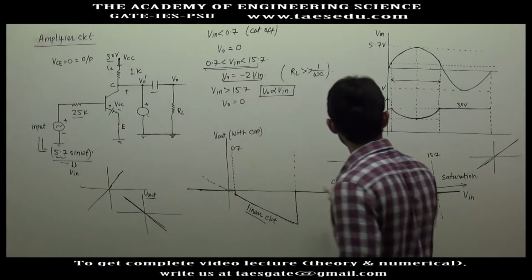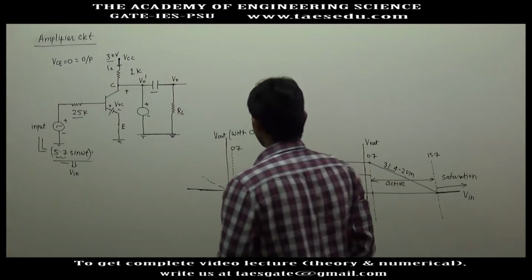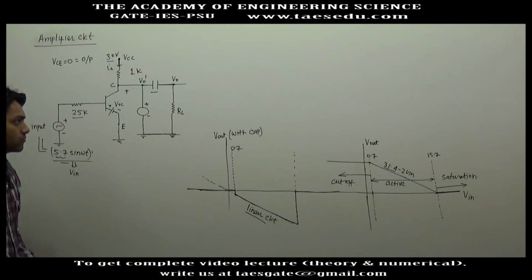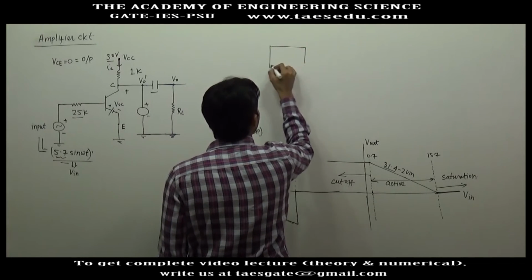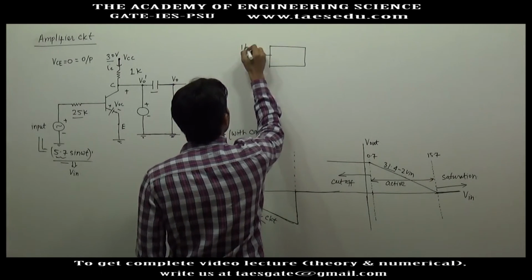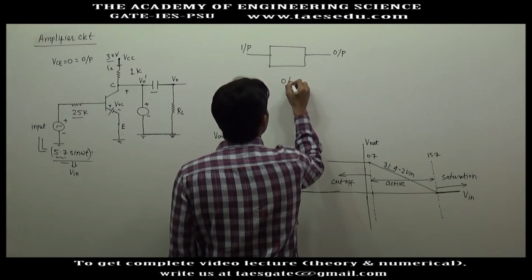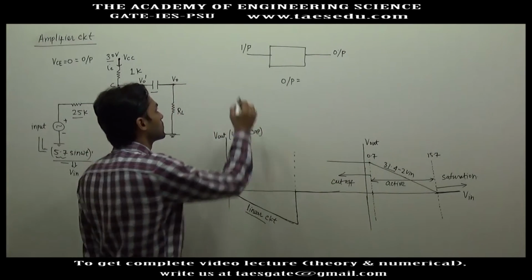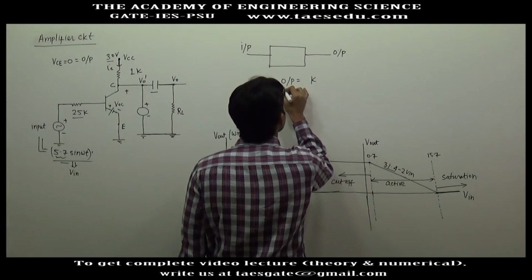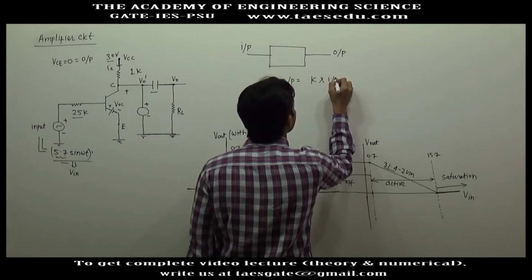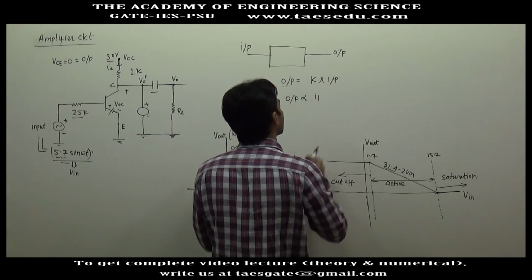Here I have drawn the graph. You can also make the graph of output voltage versus input voltage. Okay, so now I will talk a little about an amplifier circuit. In an amplifier circuit, here you have an input, and here you have output, and you want output as an amplified version of input. So let's say K is gain. Okay, so you want output equal to K into input, or output directly proportional to input.